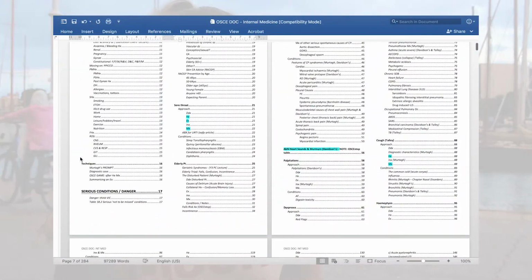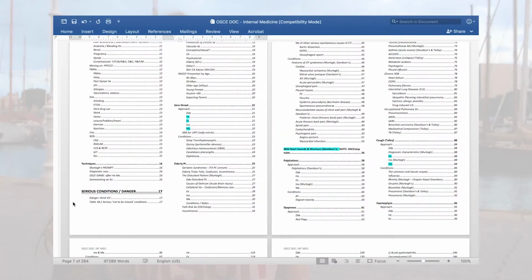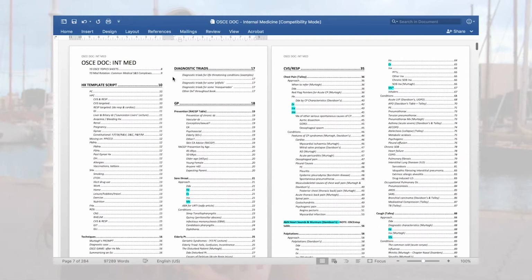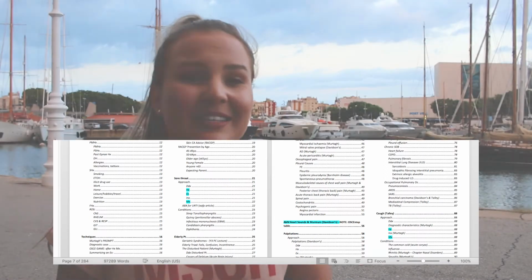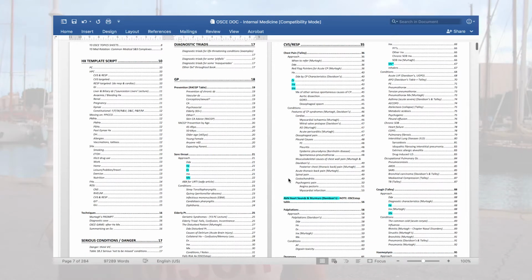I keep a section with a few random techniques and systems I like to remember, such as Murtagh's prompt system for differential diagnoses. Then I have a page of serious conditions that you don't want to miss and diagnostic triads. Both of those are from Murtagh's textbook. They're at the start because they're not specific to any one particular system. Then going on to the actual heart of the book, the systems.